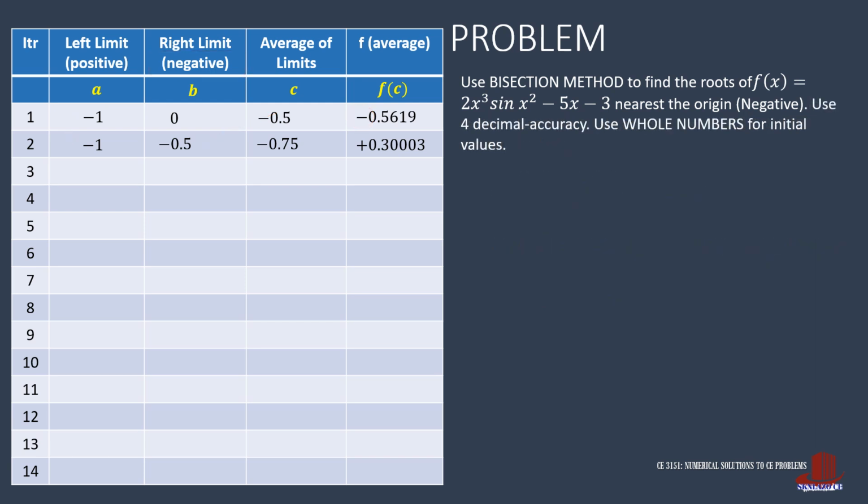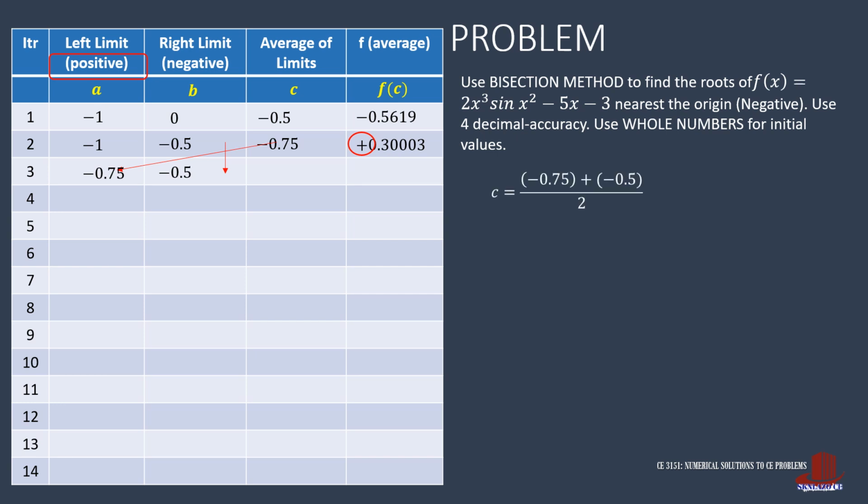f of c is our guide in reaching the accuracy, and since it is far from 0, we continue to the next iteration. So again, check the sign of f of c, which is positive. The positive sign indicates that c replaces the left limit, and b remains at -0.5.